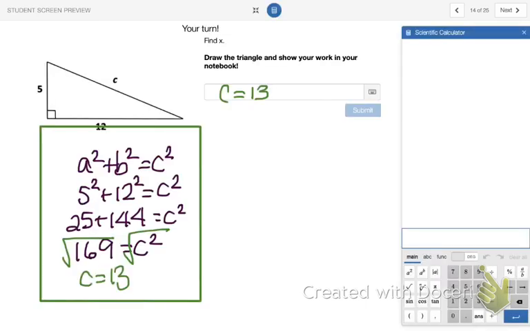So if I look at this last example, let me go ahead and start putting stars next to it. So I'm putting a star next to my formula. I'm putting a star next to my substitution. I'm putting a star next to when I simplified the expressions. I'm putting a star next to the square root. I'm putting a star next to my final answer. Did you get 5 stars? If not, what can you do to get 5 stars next time?